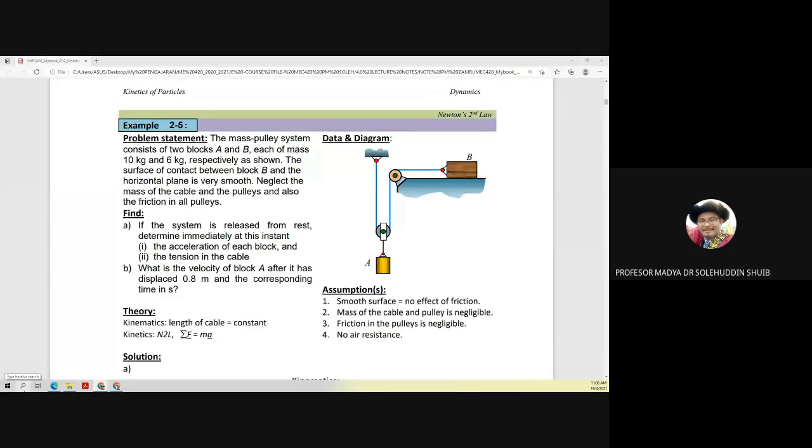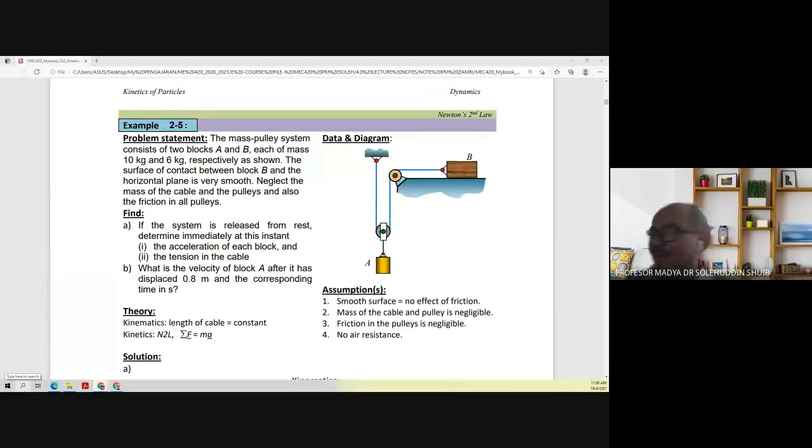Okay, we proceed to do this example. In the first half of our class, we spent our time covering dependent motion kinematics of particles. Now we're going to use kinetics, Newton's second law, to solve this kind of problem.